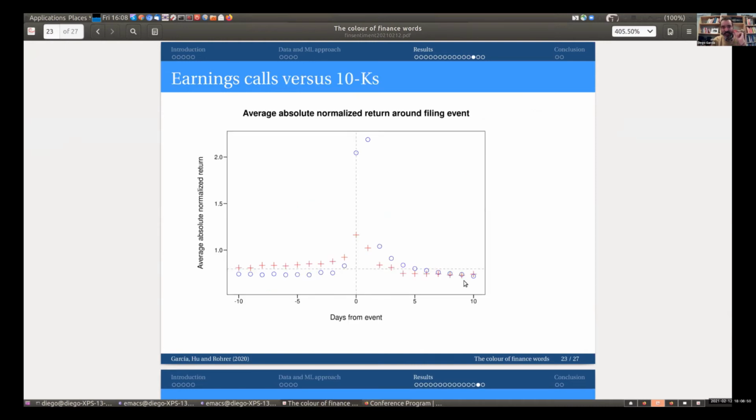I did want to at least show you this graph. I've argued with Tim and Bill about using 10Ks versus earnings calls. These are abnormal returns on the earnings call days, blue dots, versus 10K days. The red points here, it's pretty obvious: the information is coming out on the earnings call dates, not the 10K release dates.